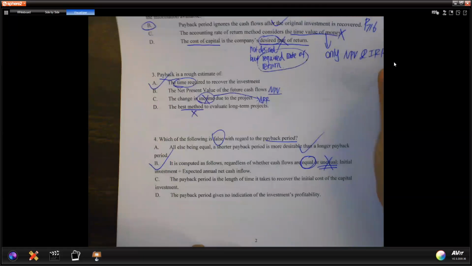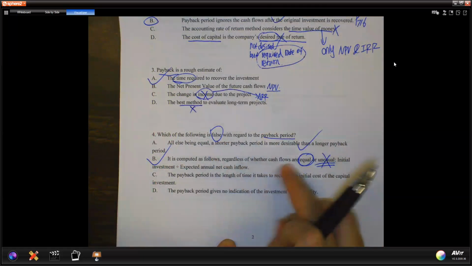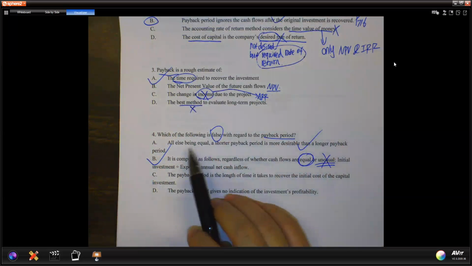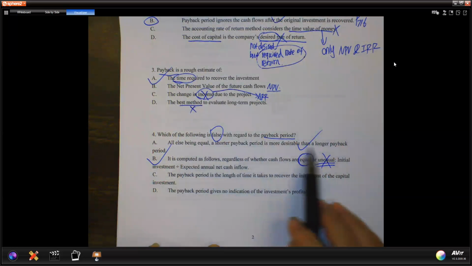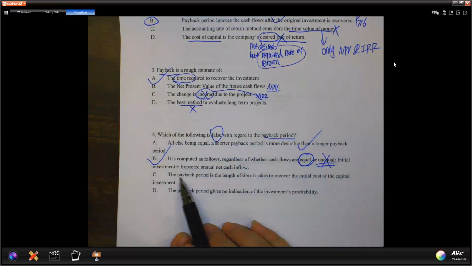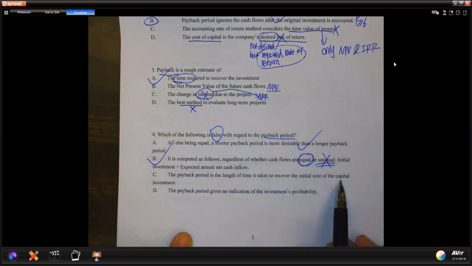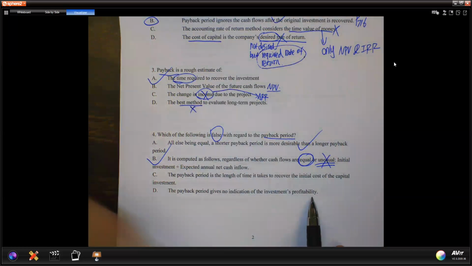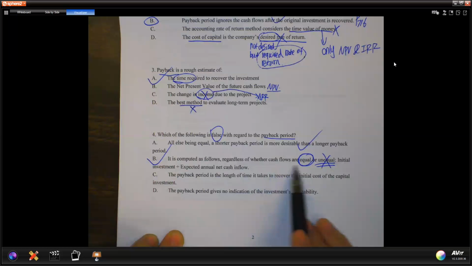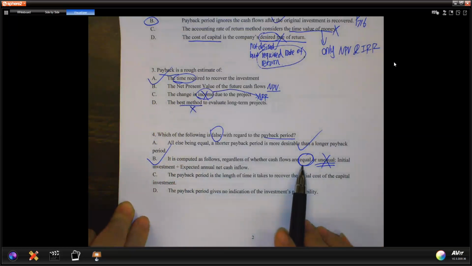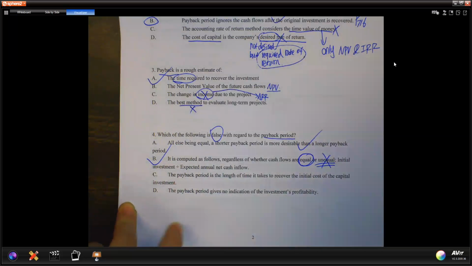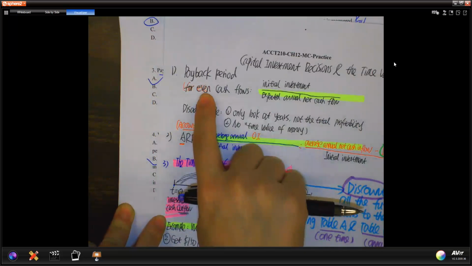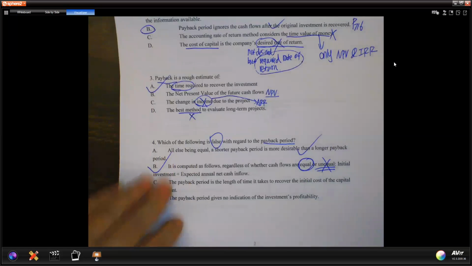Which of the following is false? So you have to make sure you choose the false one. For the payback method, everything equal, a shorter payback is better. And then we said payback is the length of time it takes to recover all of your money, with no indication of profitability, it only considers the years. This one is wrong. We can only use this formula if it's equal cash flow, the same constant cash flow each year.